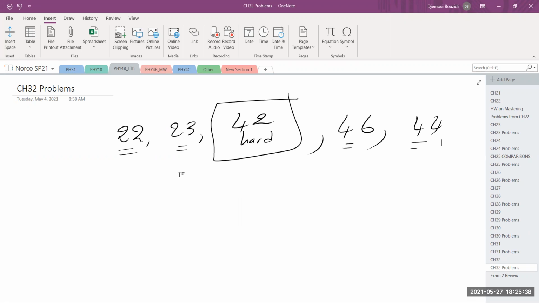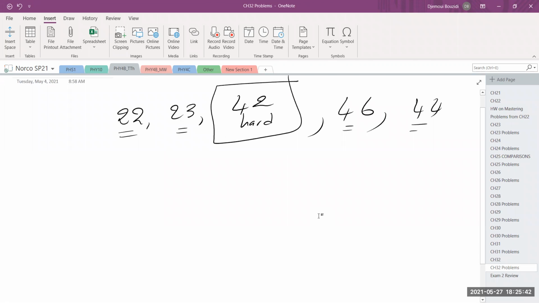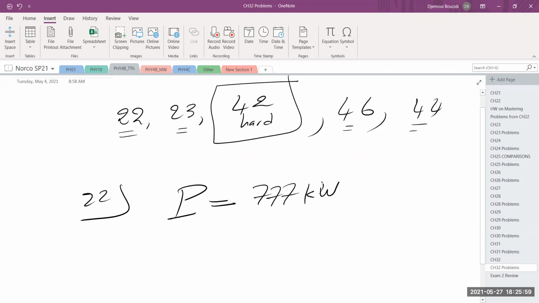Sounds good. Yes, sir. So problem 22, it's a broadcasting station. It says a public station, and I gave you the name for it, in San Francisco, broadcasts a signal at a power of 777 kilowatts. Okay, this is a big, powerful station.